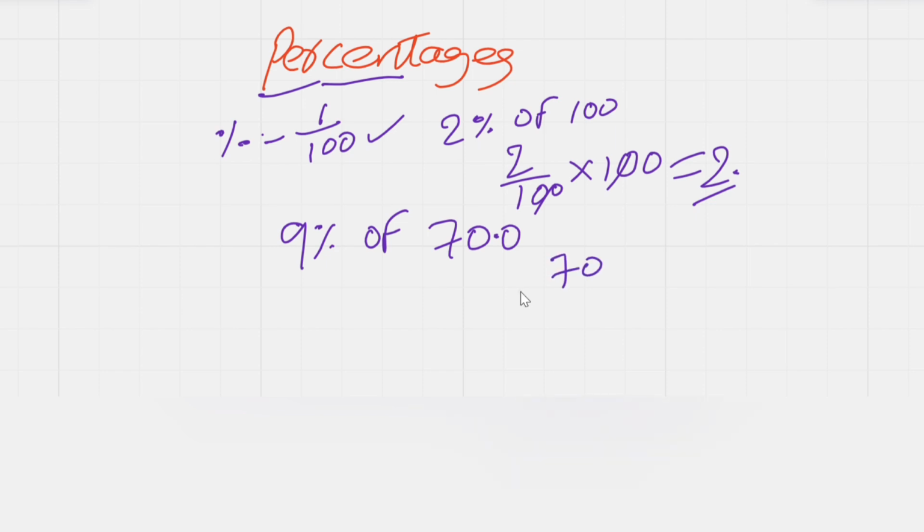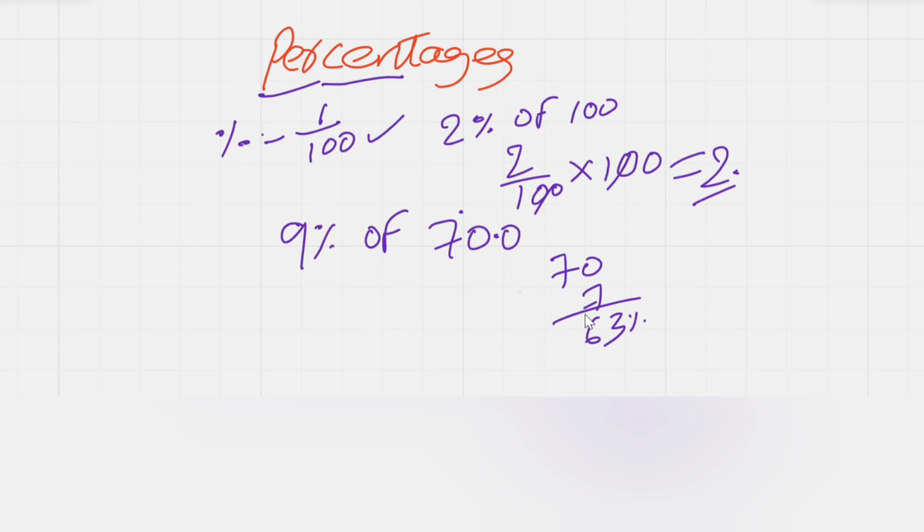So in 700 the 1% value is just to place a point after two digits from the right. That means in 700 the 1% value is 7. Okay, so 70 minus 7 is going to be 63. So your 9% of 700 is nothing but 63.